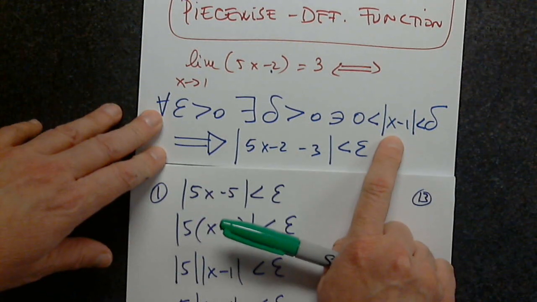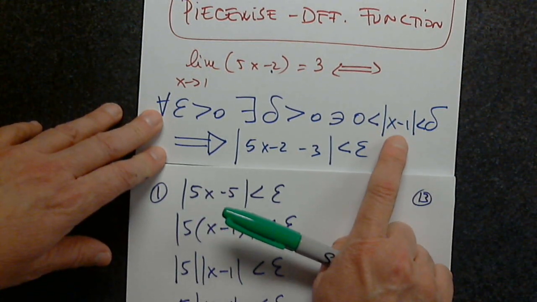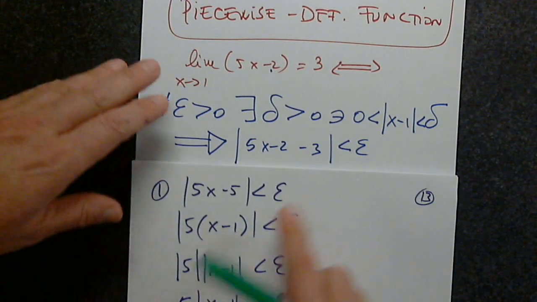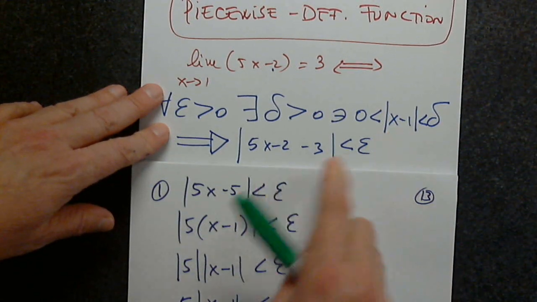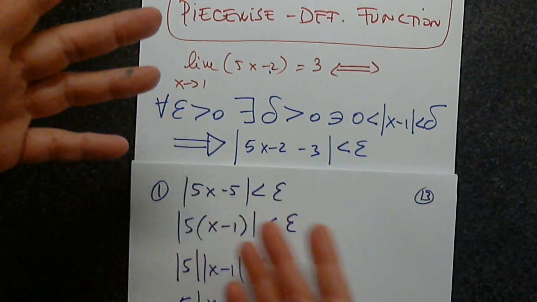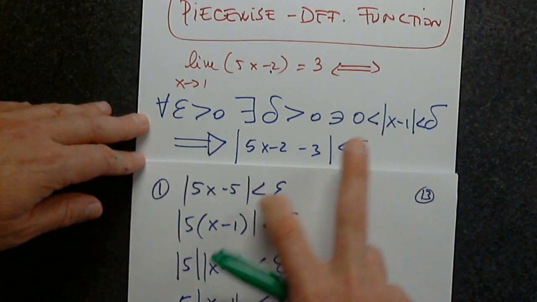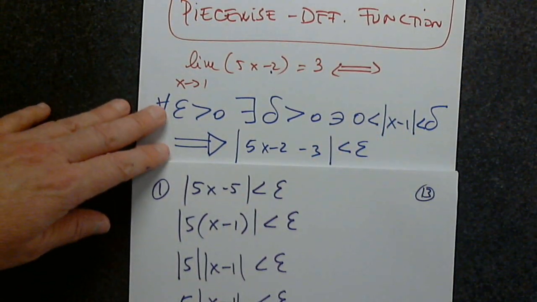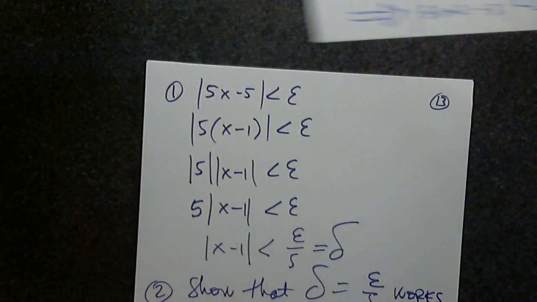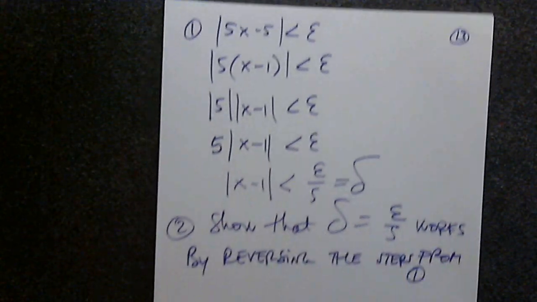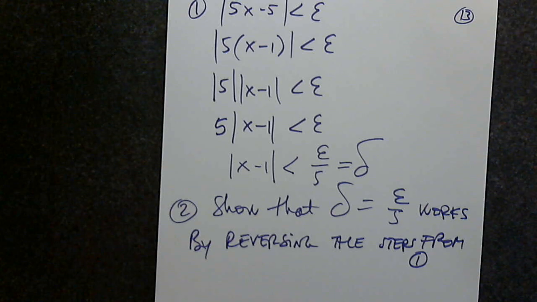Because my target is to get this. If I don't get this, I can't identify delta. So that's my target. So obviously when I saw that, I said, oh, okay, I'm almost there, because by factoring out 5, I get the x minus 1. Better? Yes. Perfect. Good. Next question.